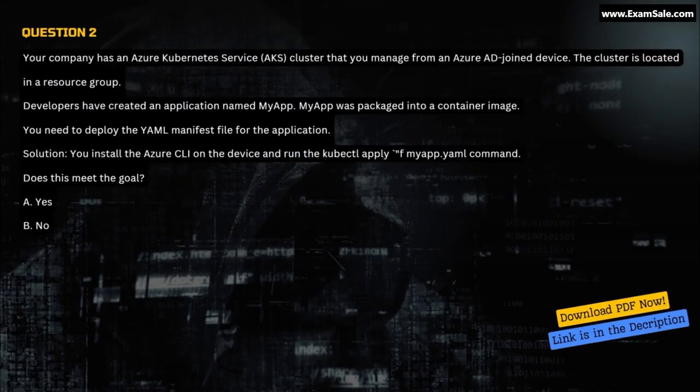Question 2. Your company has an Azure Kubernetes Service (AKS) cluster that you manage from an Azure AD joined device. The cluster is located in a resource group. Developers have created an application named MyApp. MyApp was packaged into a container image. You need to deploy the YAML manifest file for the application. Solution: you install the Azure CLI on the device and run the kubectl apply -f myapp.yaml command. Does this meet the goal? A. Yes. B. No. Correct answer A.